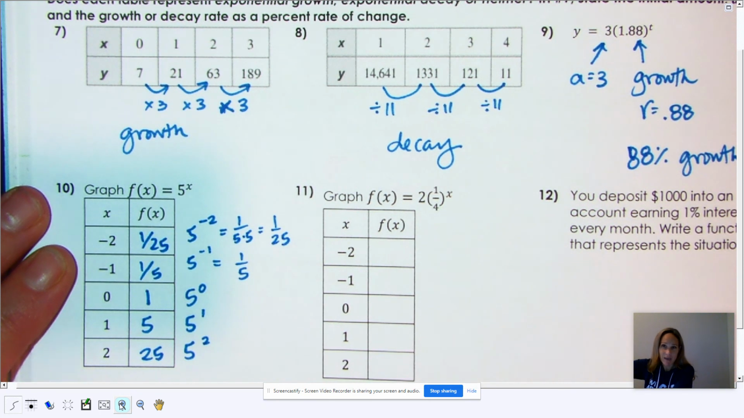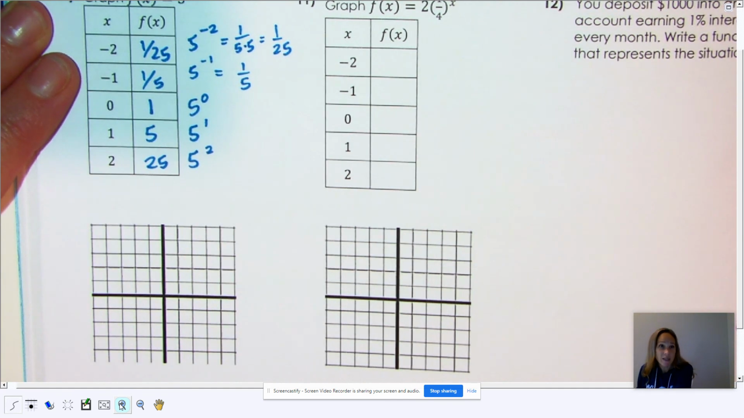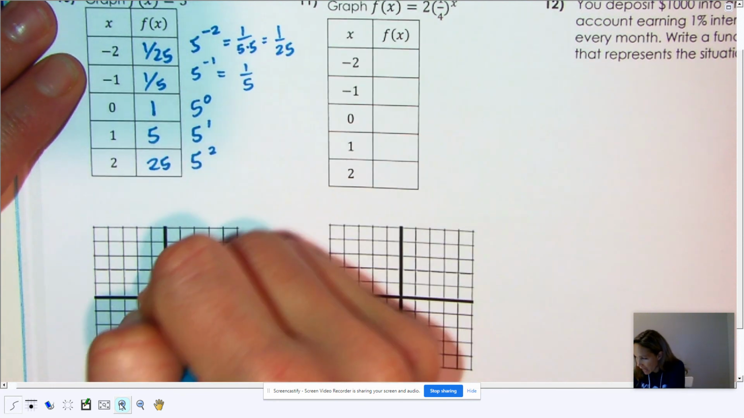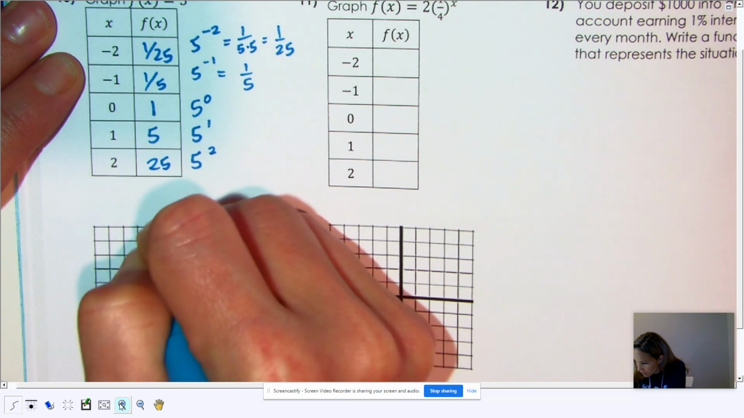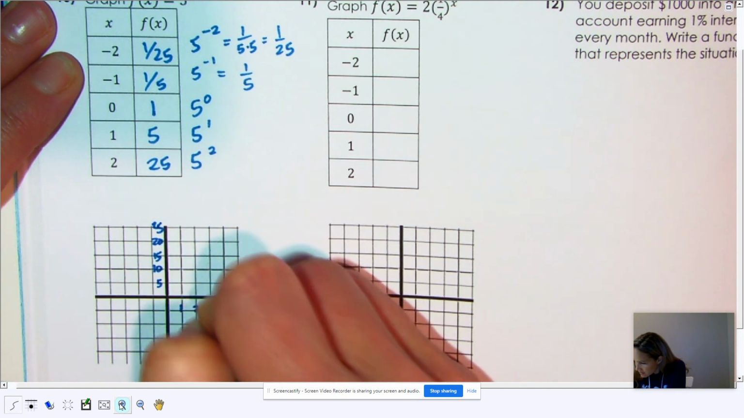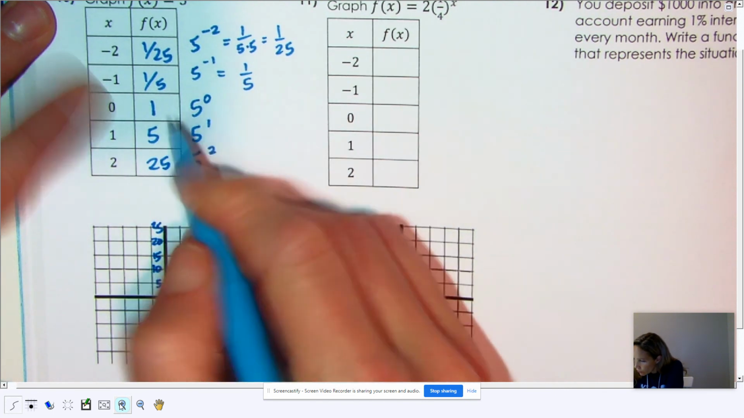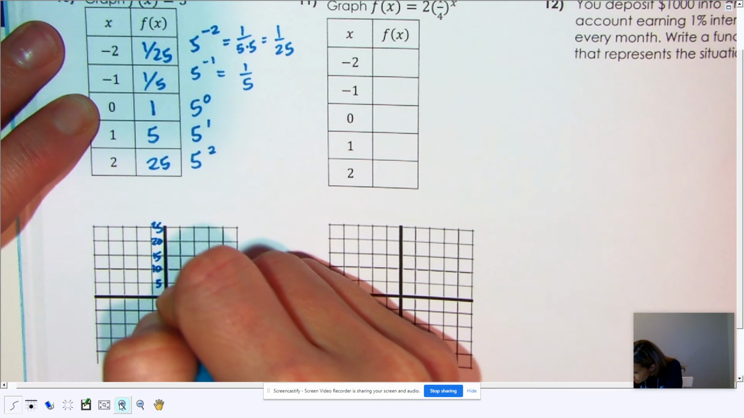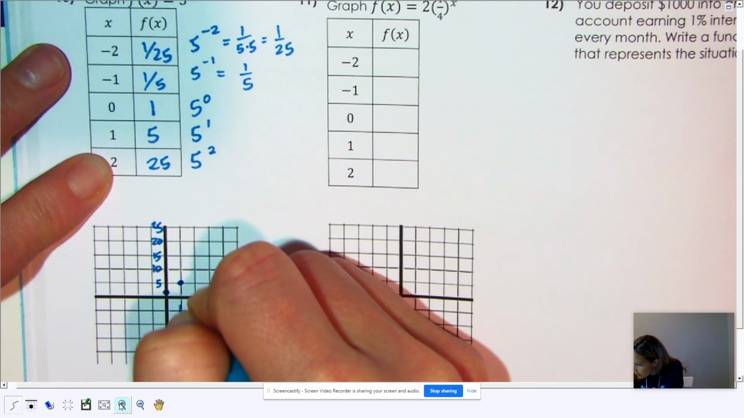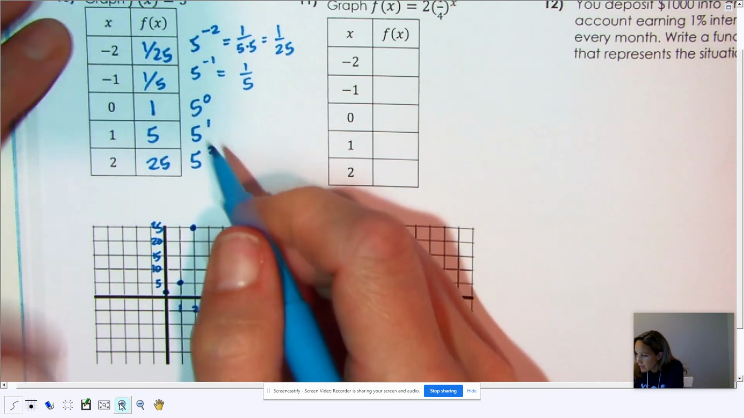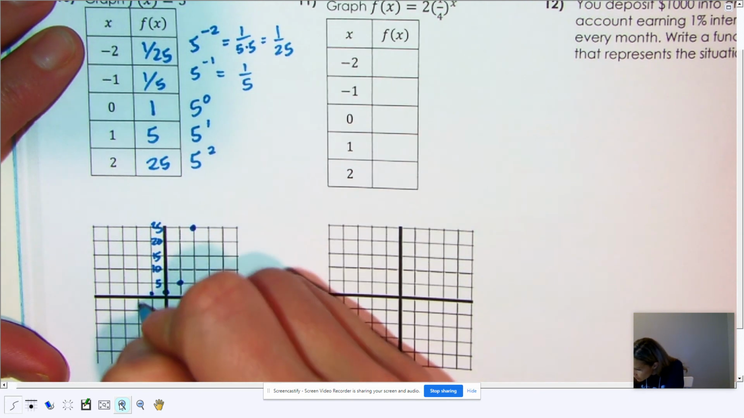I can tell, looking at my graph, I'm going to run out of room pretty quickly if I go by ones. So I'm going to go by 5s on the y-axis. So I'm going to go by 5, 10, 15, 20, 25. I'm still going to go by ones on the x-axis. So I'm going to go over 0 up 1, over 1 up 5, over 2 up 25. And then in the negative direction, I'm going to go negative 1, 1/5, and negative 2, 1/25.